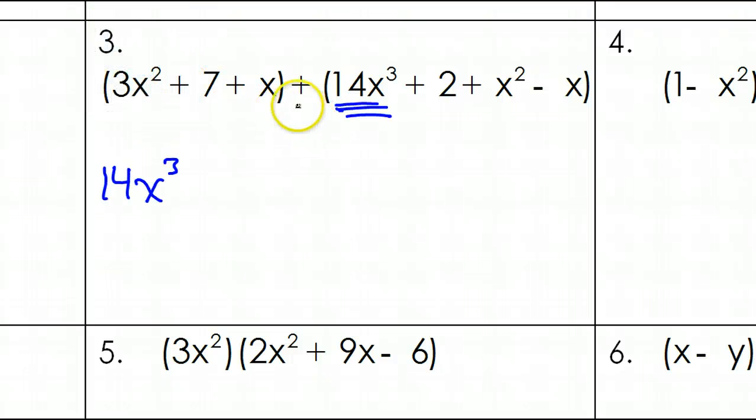Okay. Now, are there any second power? Well, I see x to the second power and 3x to the second power. This is sort of like 1x to the second power. So 3x squared plus 1x squared is 4x squared.